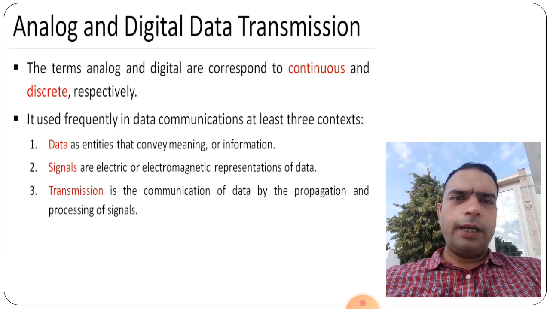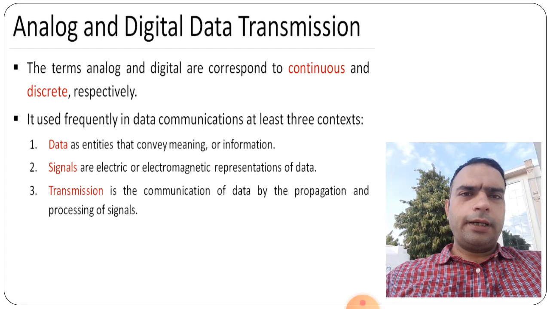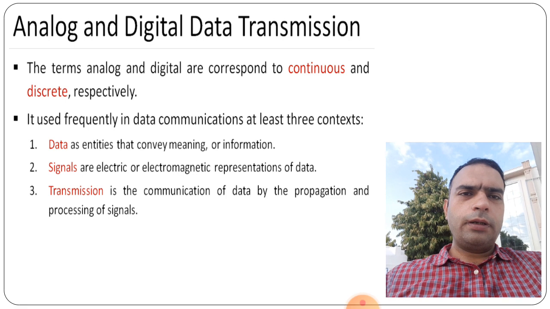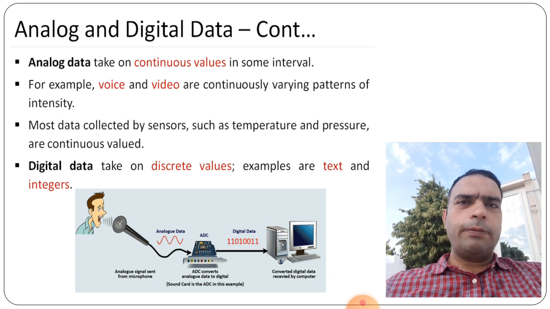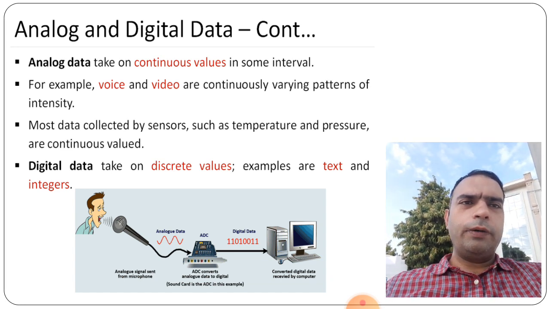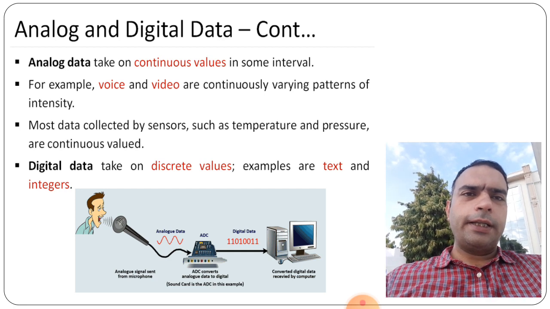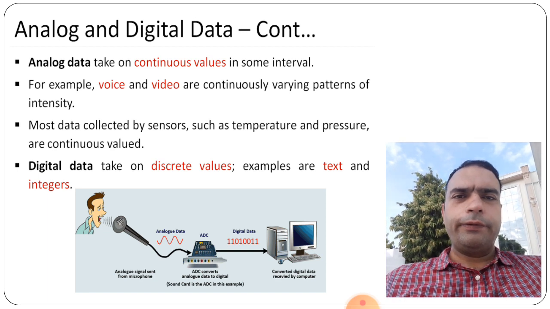The first is data, the entity that conveys meaning or information. Second is signals, which are electric or electromagnetic representations of data. Third is transmission, the communication of data by the propagation or processing of signals. Next, analog data take on continuous values in some interval. For example, voice and video are continuously varying patterns of intensity. Most data collected by sensors, such as temperature and pressure, are continuously valued.